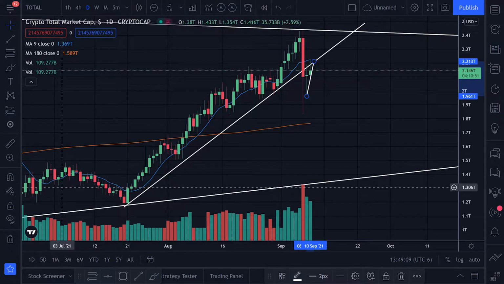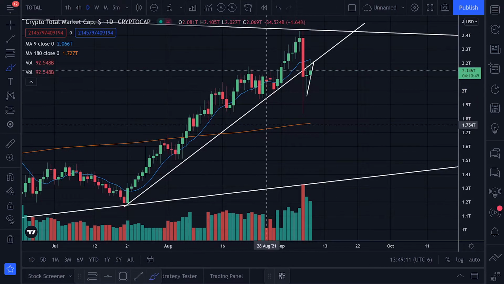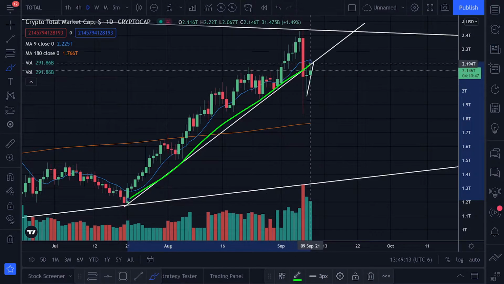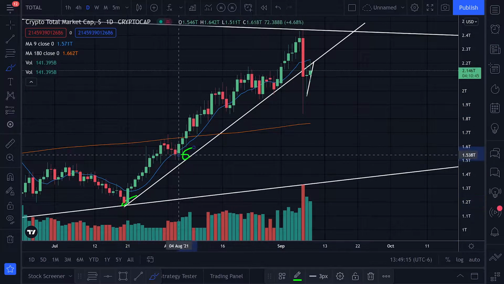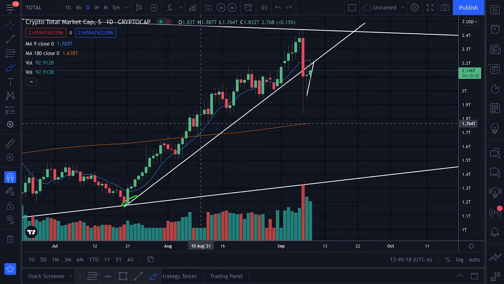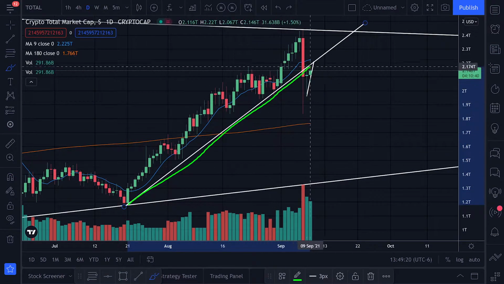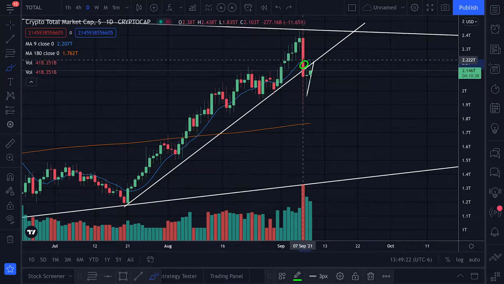Let's take a look at the chart action for the total crypto market cap. All right, so we're looking at this uptrend right here. I had support right here, support right here, support right here, which gives me this trend line going something like this. We broke that trend line going to the downside right there.